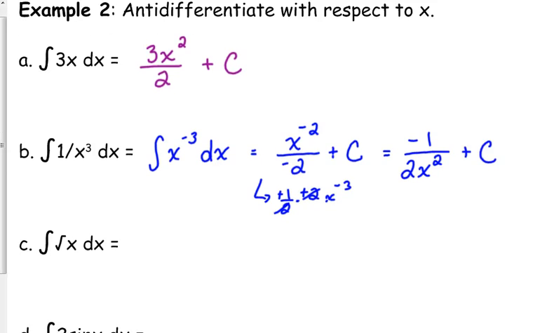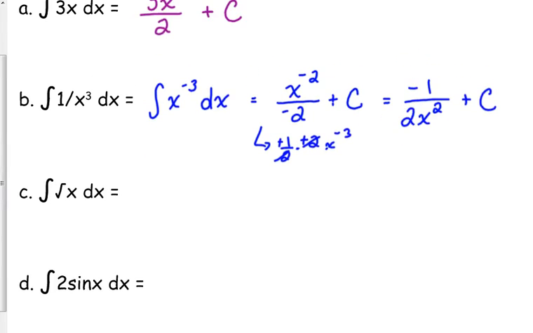Square root of x. We want to write that as a power. So how do we write that as a power? X to the 1/2. It's in the numerator, so it's not negative 1/2, it's positive 1/2. So add 1 to your exponent. 1/2 plus 1 is 3/2. If y'all don't know that by memory by now, we're in trouble. Divide by the new exponent, add c.